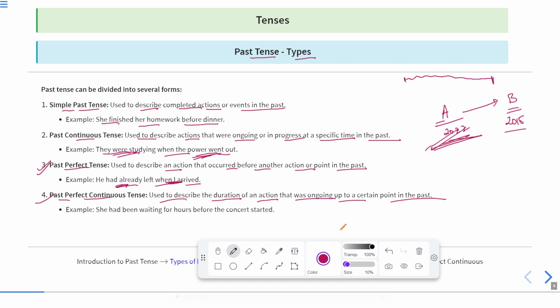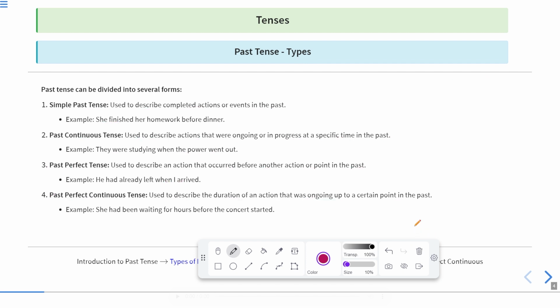So what is the total elaboration that we will see in the elaboration of these types? I hope this much is clear to you. Well, this is only the gist of the types of past tenses. Now we will elaborate each and every type in detail. So let's begin the types of past tenses.